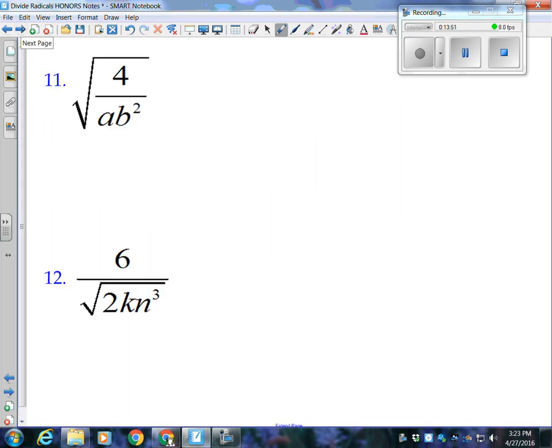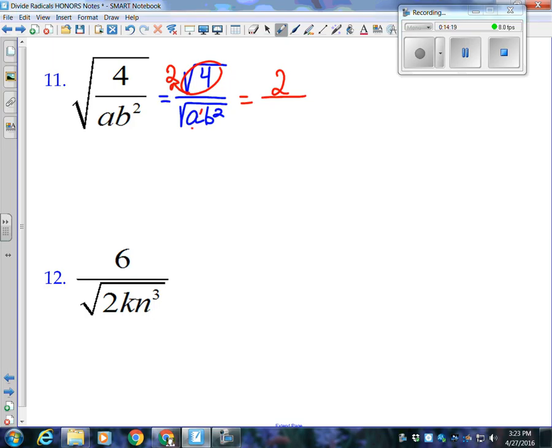All right, number 11. First thing I want to do is split that, and some things will cancel. Square root of 4 over the square root of a b to the second. Now, if you take a real quick look, there are a couple of ways to do it, but I believe I can actually bring out square root of 4. Square root of 4 is going to come out as a 2, so the top is just a 2.